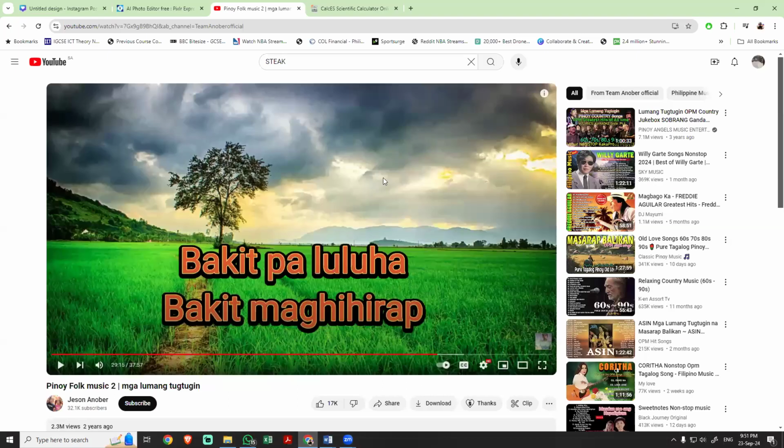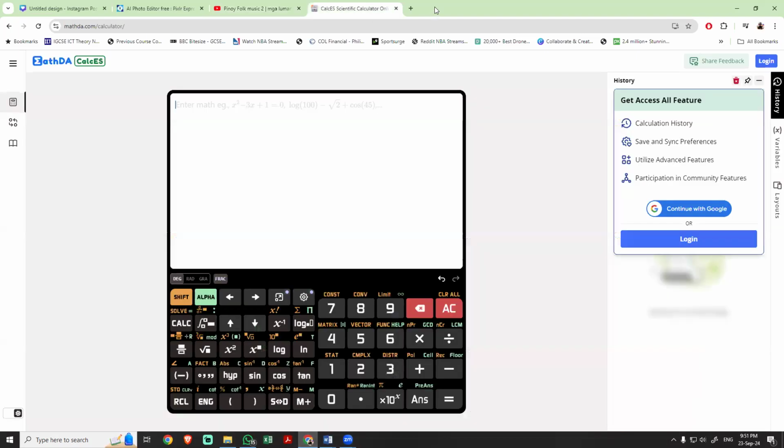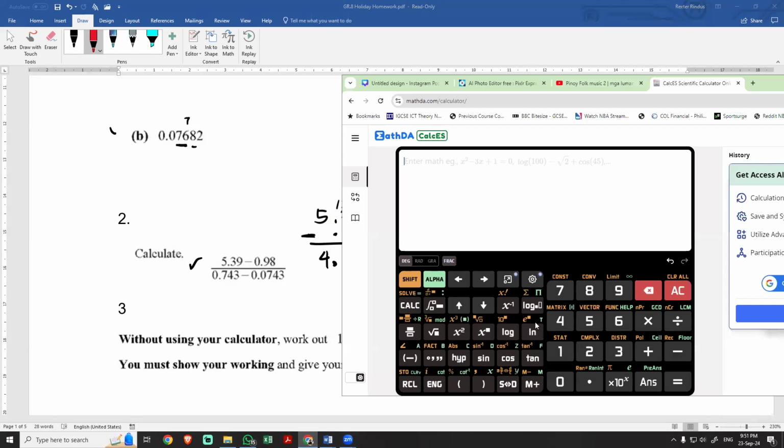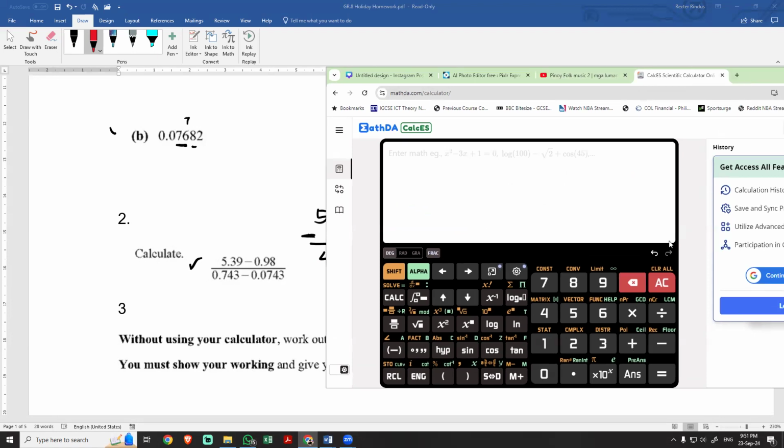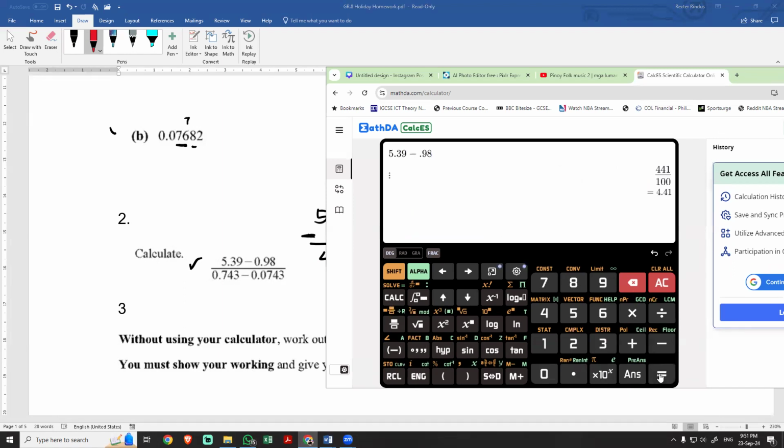So I have this online calculator, and we will see. We'll input the values, and let's figure out if that will really be the case, if we will get that 6.59. Close to it. It's not going to be exactly like that, but it's close to it. 5.39 minus 0.98. Okay, that will do, and that will be the answer. Okay, our answer is 4.44.